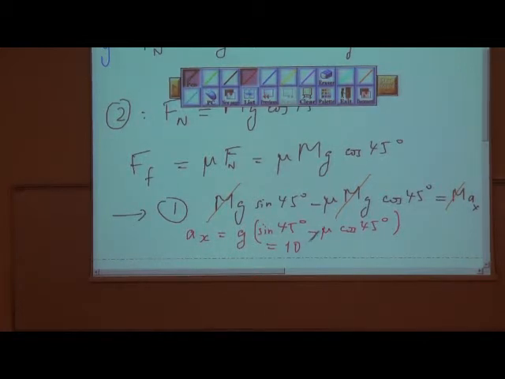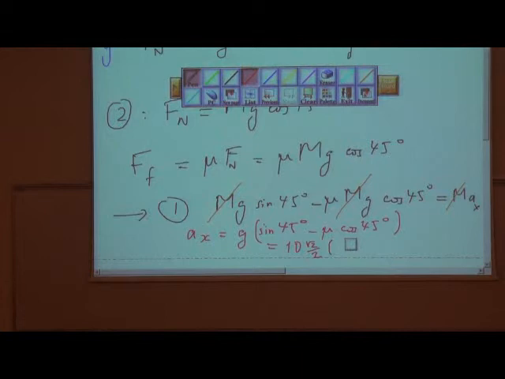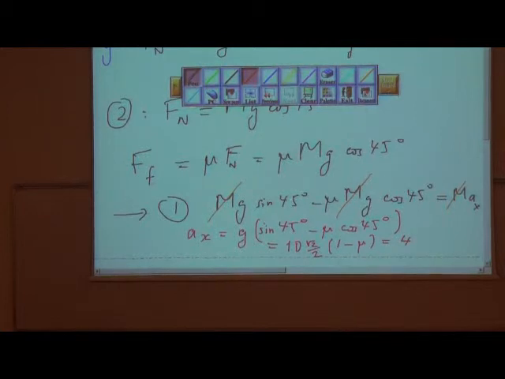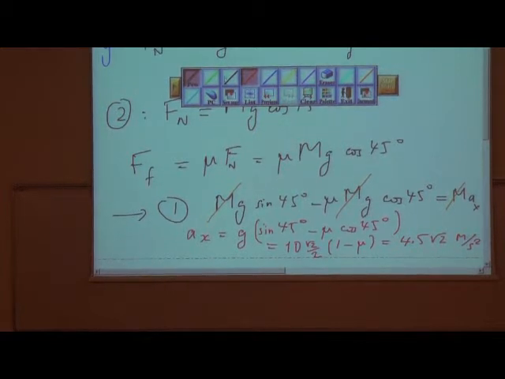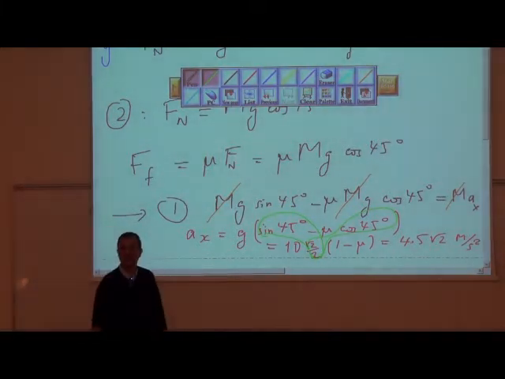Sine 45 and cos 45 are both root 2 over 2. Okay, you may not know this by heart. We will usually give you such numbers. Okay, that's just sine 45 and cos 45 times 1 minus mu. That's where the square root of 2 came from. Okay, any questions?